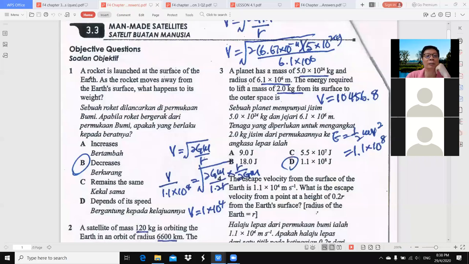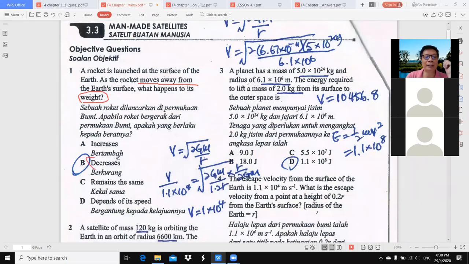Question number one. A rocket is launched at the surface of the Earth. As the rocket moves away from the Earth, moves higher, what happens to the weight? The weight is related to the gravity, right? When this rocket moves higher, the gravity will become smaller. The higher you go up to the sky, the smaller the gravity, right? When the gravity is smaller, the weight, W equals mass times gravity, mg, right? That's why the weight decreases.